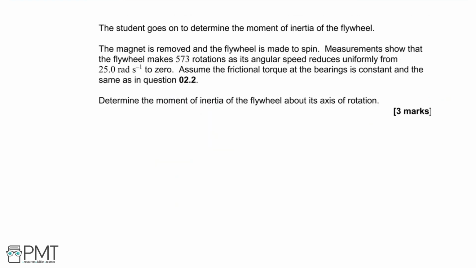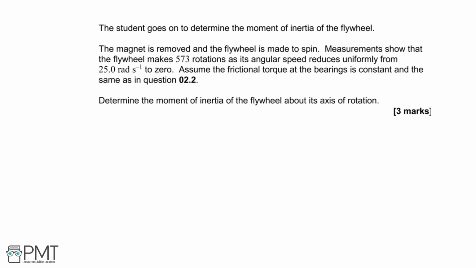The student goes on to determine the moment of inertia of the flywheel. The magnet is removed and the flywheel is made to spin. Measurements show that the flywheel makes 573 rotations as its angular speed reduces uniformly from 25.0 radians per second to 0. Assume the frictional torque at the bearings is constant and the same as in question 2.2. Determine the moment of inertia of the flywheel about its axis of rotation.